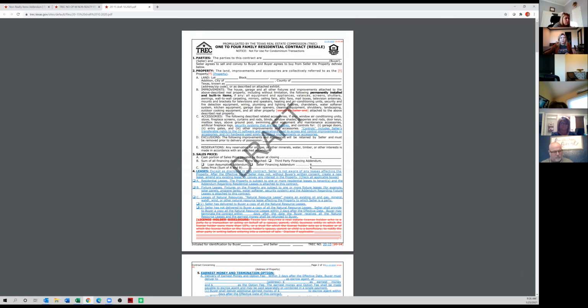Anything else on paragraph 2? All right, let's move on to paragraph 3, sales price. The cash portion of the sales price payable to buyer at closing is the first line. And then the sum of all financing described in the attached third-party financing addendum, loan assumption addendum, or seller financing addendum is the second. And then the sum of A and B is the sales price.